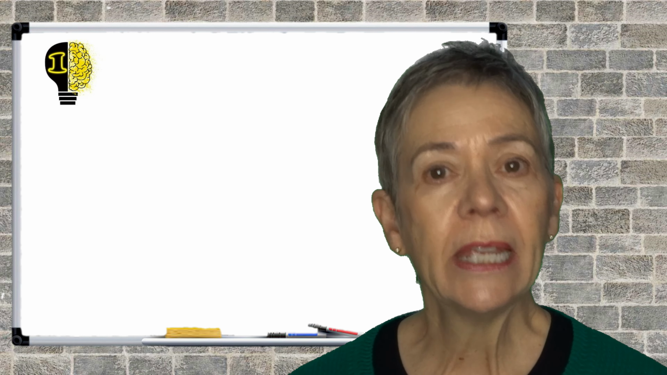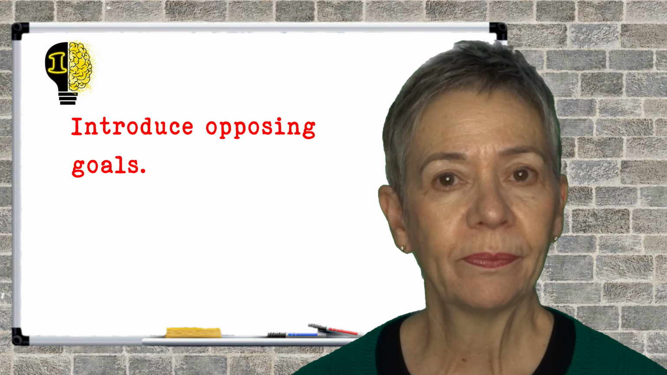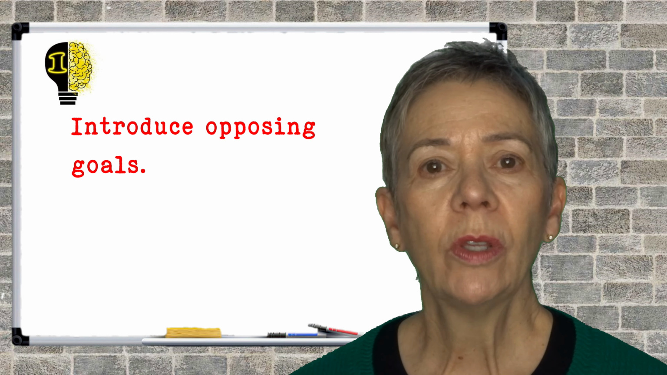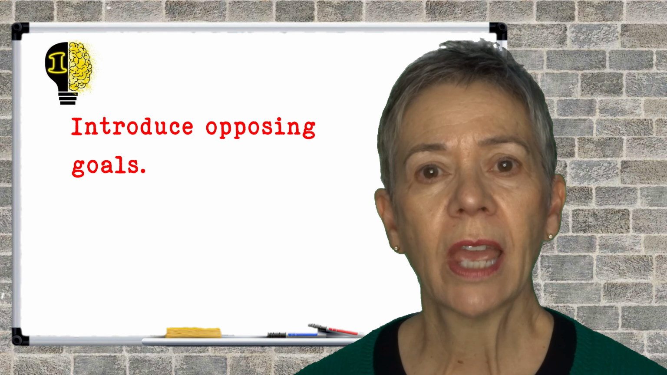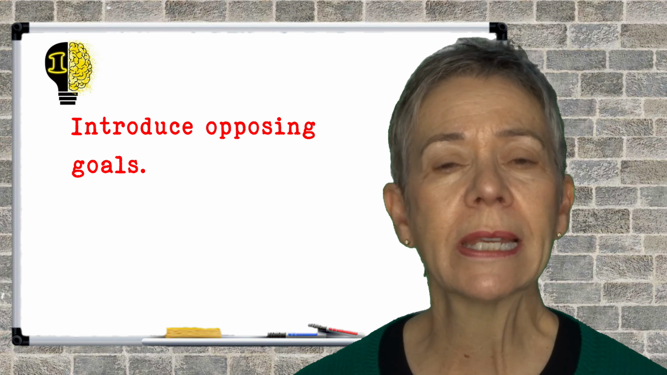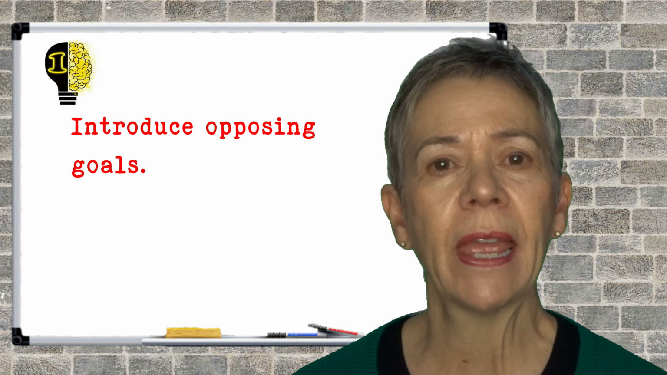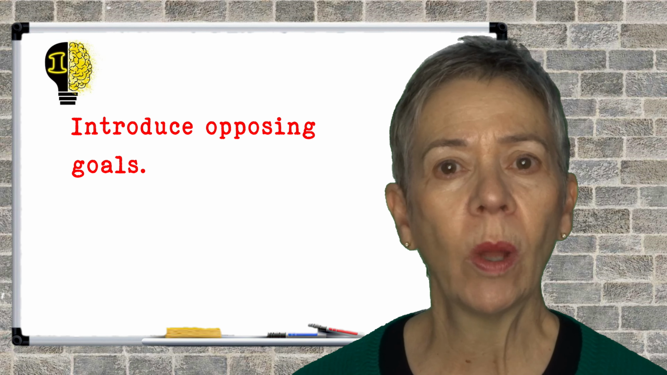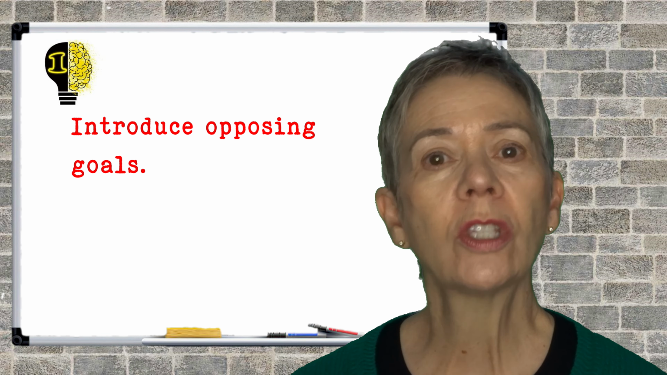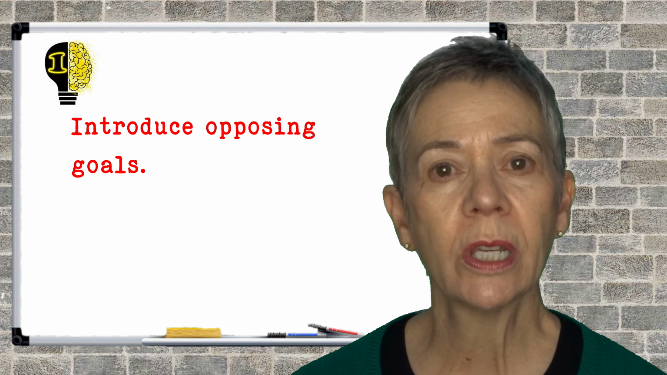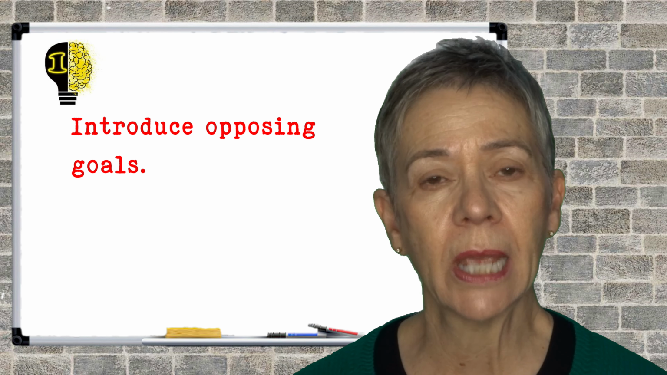Tip number 1, introduce opposing goals. This is the kind of thing when you have a character versus character. The goals of individual characters can be quite different. They could even be working together on something, and then they find that they have opposing goals. For example, one character might want to assist someone else, while the other character wants to exploit them. Those would be opposing goals, even if it's 2 characters working together.